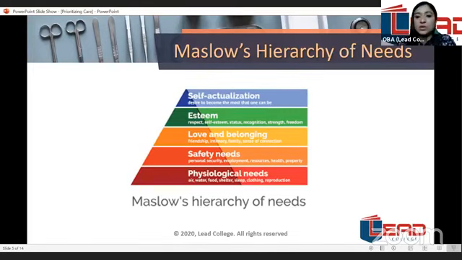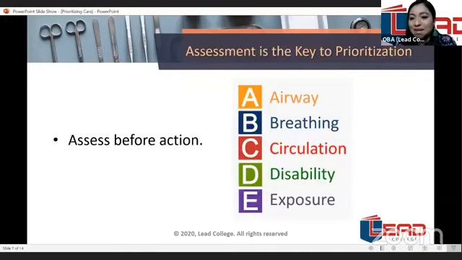So physiological needs, you all know, are your food, water, shelter, and any kind of needs that your patients have in terms of physiological takes priority. Okay, then come your safety needs, love and belonging needs, esteem, and self-actualization needs. Okay, so think of Maslow's hierarchy of needs. Remember, physiological over psychological needs.